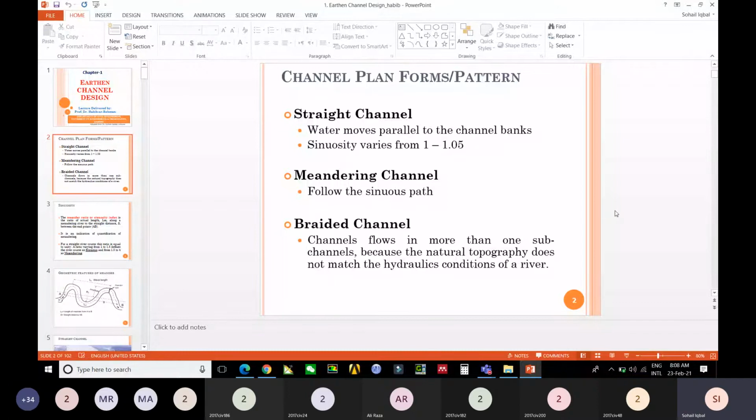So the last one will be the braided channels, which we will also study in detail, and the definition is a channel that flows in more than one sub channel. There is no one specific path, so it may follow a number of paths to move from upstream to downstream, because its natural topography does not match the hydraulic conditions of the river. So we'll study it in detail in the next slides.